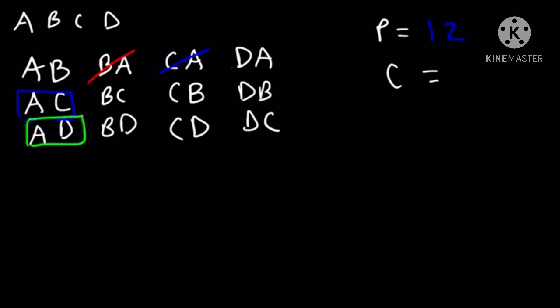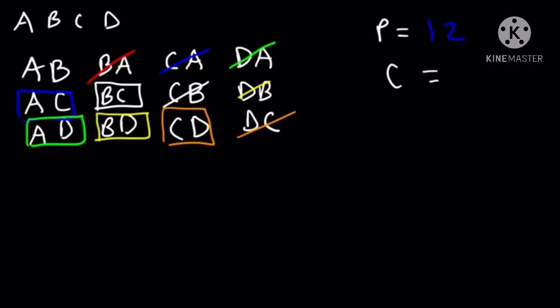If we're going to count AD, we have to eliminate DA. If we're going to use BC, we're going to get rid of CB. If we're going to use BD, we can't use DB. And finally, if we're going to use CD, we have to get rid of DC. So, notice that the number of combinations is equal to 6. 1, 2, 3, 4, 5, and 6. So now, you can clearly see the difference between permutation and combination. Just remember, for permutation the order matters, while for combination the order does not matter.